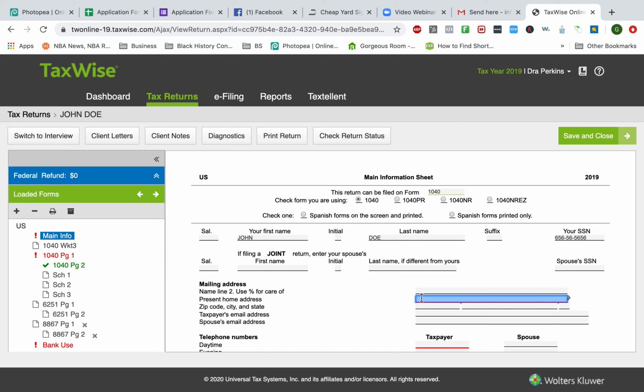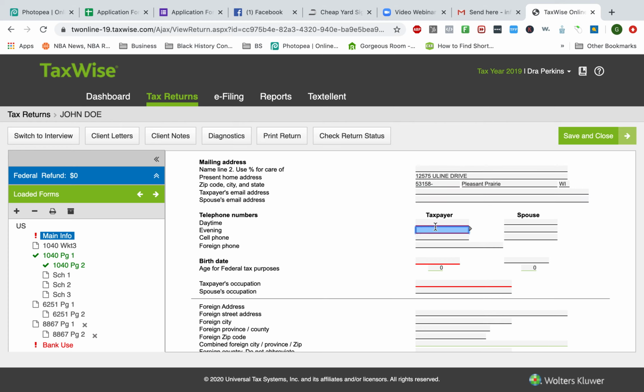His address, 12575 Uline Drive. I kind of like always putting the address. That way, if I do multiple estimates, I can always go back and identify the client based upon the address that they provided. Okay. So I'll go to his zip code. Remember, it'll always populate. So boom. This right here, you can skip.